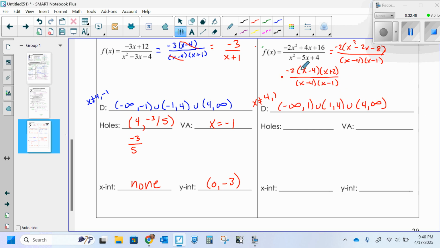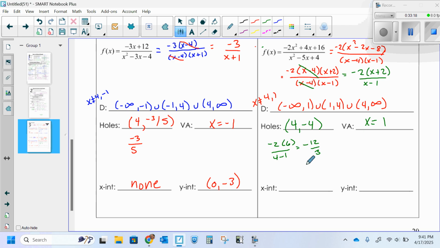All right, what can we cancel? Right here, x minus 4s. Okay, so that means we have a hole at 4 something. Let's take that 4 and plug it in. So we got negative 12 over 3, which is a negative 4. That means we have a vertical asymptote at x equals 1.